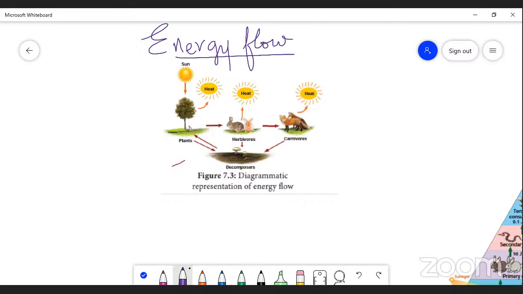Actually, energy flow is a process by which energy is transferred from one trophic level to another trophic level. That is called energy flow. I repeat once again, energy flow is nothing but transfer of food energy from one trophic level to another trophic level. Energy flow is only unidirectional. Right? It does not occur in a bidirectional way.